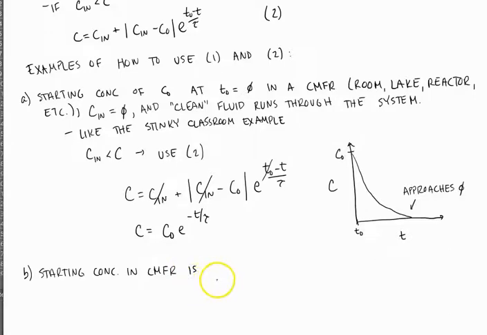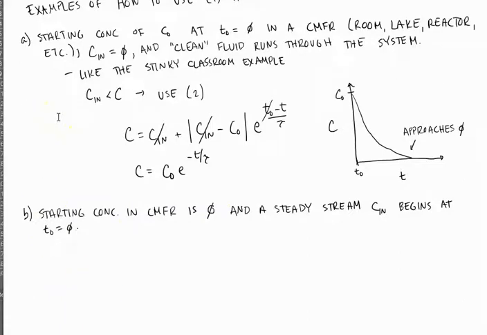So our second example here is we've got some sort of starting concentration C naught in our reactor that is 0. And then all of a sudden we have a steady stream C in beginning at time T naught. And so maybe this is, I don't know, someone starts polluting a body of water or something like that. So all of a sudden you have an input. And basically you're going to see the concentration inside the reactor rise steadily from 0.